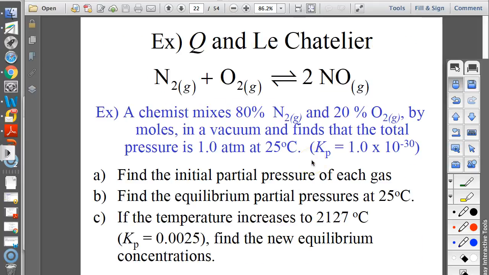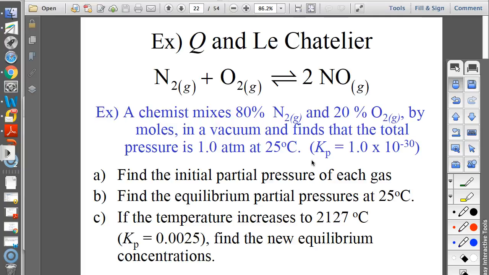Okay, so here's some more work that we had done, similar to Friday's work. So on this one, let's talk about this for a second. A chemist mixes 80% nitrogen and 20% oxygen by moles in a vacuum and finds that the total pressure is 1 atm at 25 degrees Celsius, and the Kp is 1.0 times 10 to the negative 30. So find the initial partial pressure.